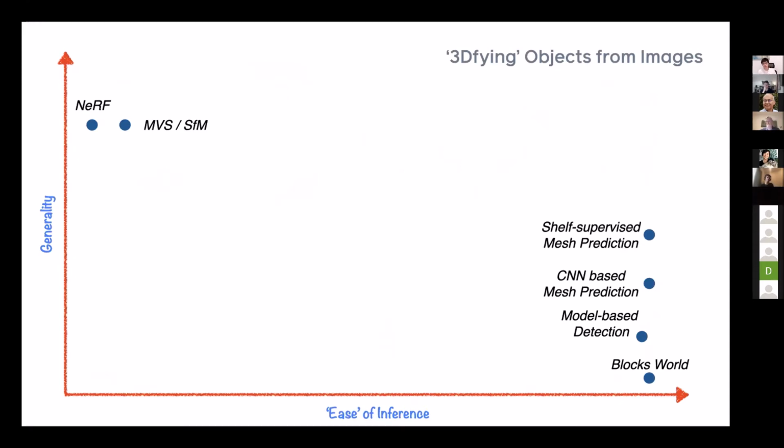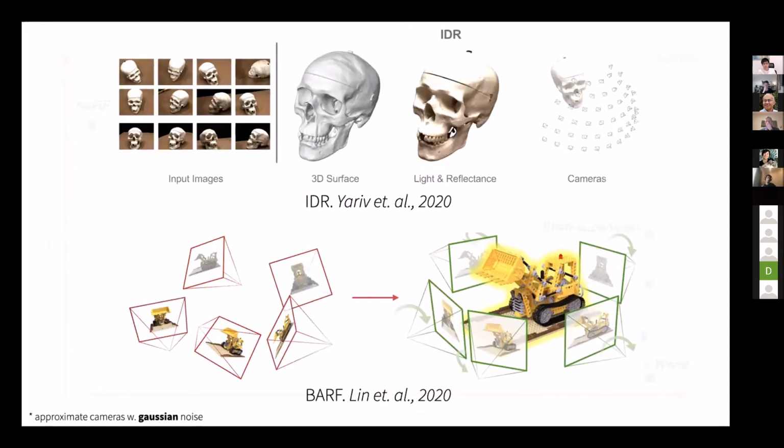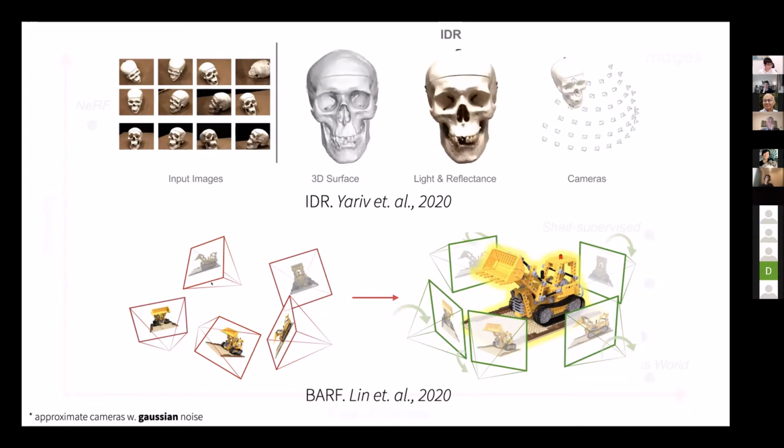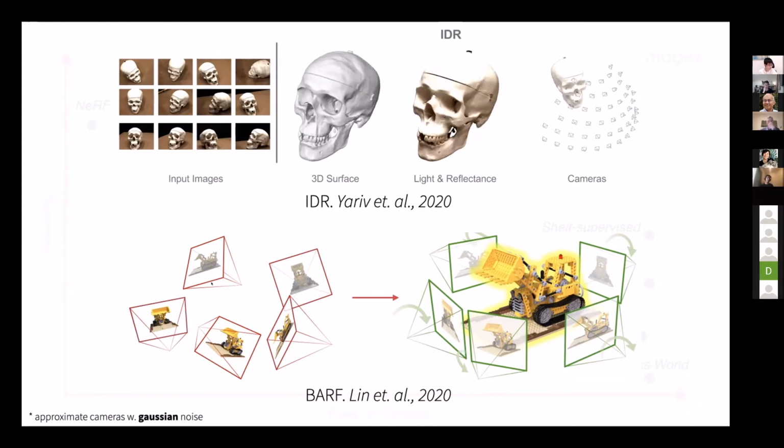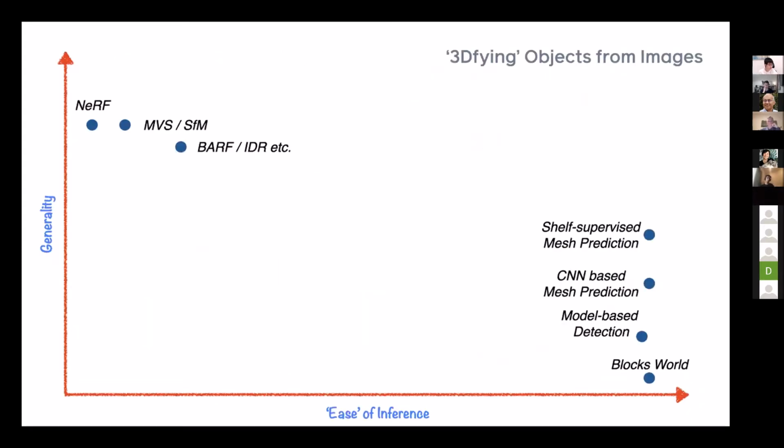And more recently, over the last year or so, some approaches have actually looked at relaxing the capture setup. For example, this IDR paper or the BARF paper from Chen-Hsuan Lin relaxed the camera assumption from saying we don't require very precise cameras, but only approximate cameras that, let's say, have Gaussian noise, which we can argue whether it's a realistic assumption or not. But they have simplified the capture setup a bit: we still need many images, perhaps 50 to reconstruct a scene, but the cameras need not be that precise.